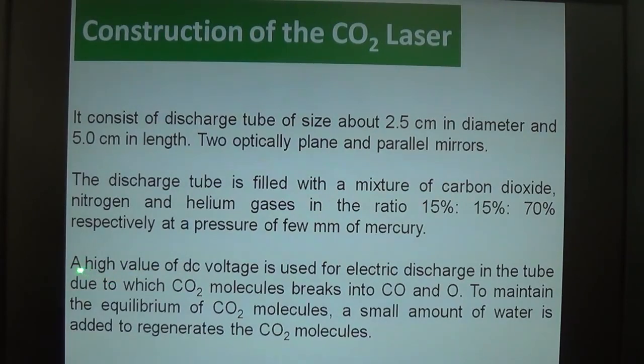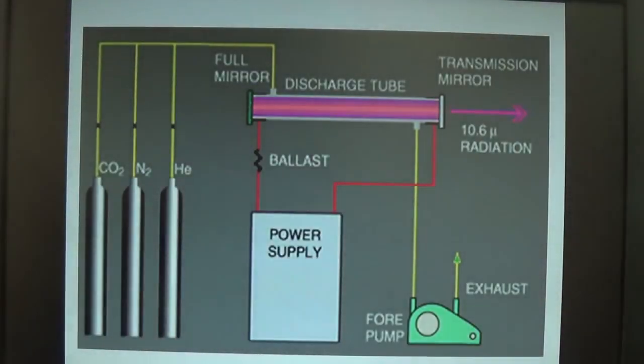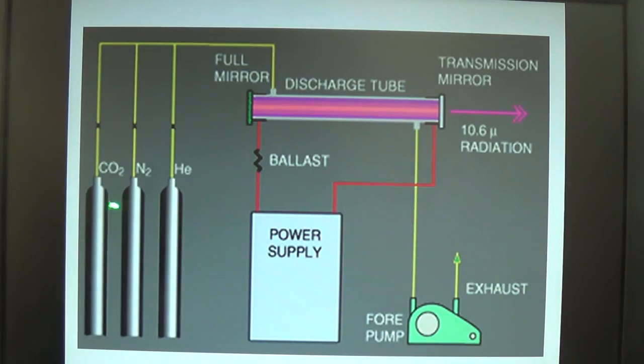And the third point is that a high value of DC voltage is used for electric discharge in the tube, due to which CO2 molecules break into CO and O, carbon monoxide and oxygen. To maintain the equilibrium of CO2 molecules in this gas discharge tube, a small amount of water is added to regenerate the CO2 molecules. So first of all, about the construction: there are three gases, CO2, N2 and helium.